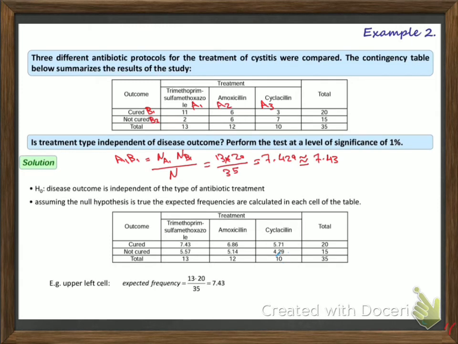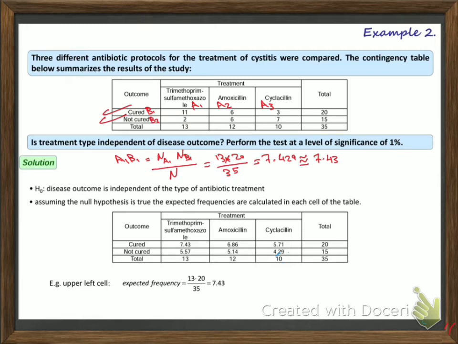In this example, it is the same methodology, the same thing. We have the contingency table, which is this table, and it has all the numbers of all the conditions which we have. I have two conditions here, one on the x-axis and one on the y-axis. The one on the y-axis is for the disease, whether it is cured or not cured.